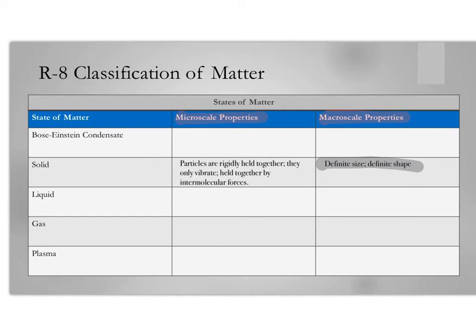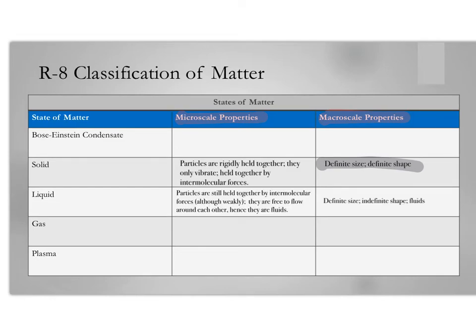If you have your cell phone or whatever, it's a solid. There's nothing changing about that. And at the micro scale, solids are made up of particles, and those particles could be atoms, it could be molecules, it could be ions. It doesn't necessarily matter, but those particles are rigidly held together by intermolecular forces, and all the particles can do is vibrate. They do move, in a sense, but they don't move around each other. They're held in place, but they vibrate.